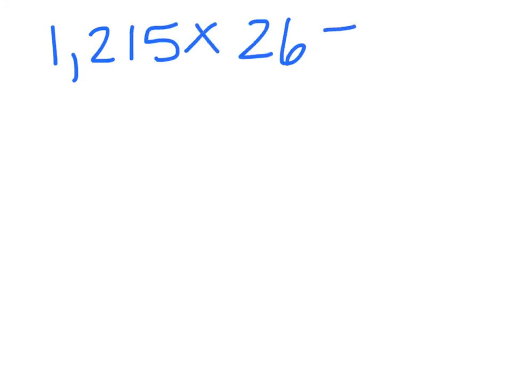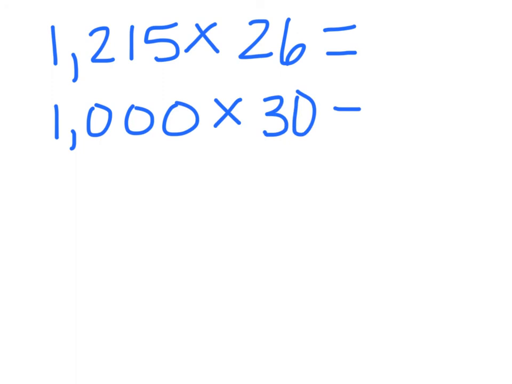We'll finish our lesson by rounding factors to the nearest 10 or 1,000 to estimate products. So in this problem, we are going to multiply 1,215 by 26. All right, so we'll round 1,215 to its nearest 1,000, which would be 1,000. And we'll round 26 to its nearest tens, which would be 30.